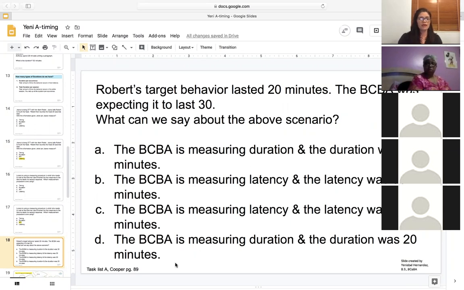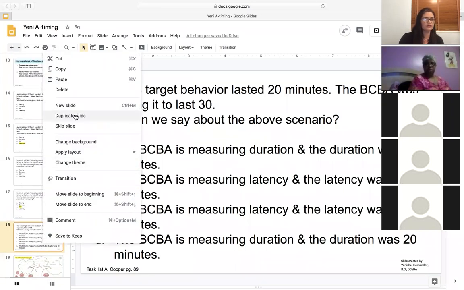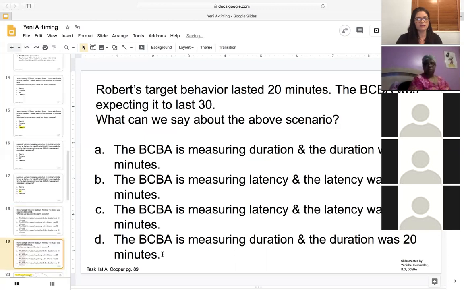The BCBA is measuring duration, and the duration was 30 minutes. The BCBA is measuring latency, and the latency was 30 minutes. The BCBA is measuring latency, and the latency was 20 minutes. Or the BCBA is measuring duration, and the duration was 20 minutes. D. D as in dog. And the answer is D as in dog.